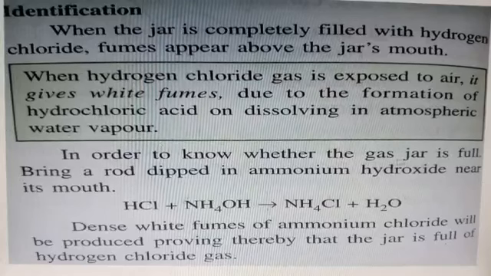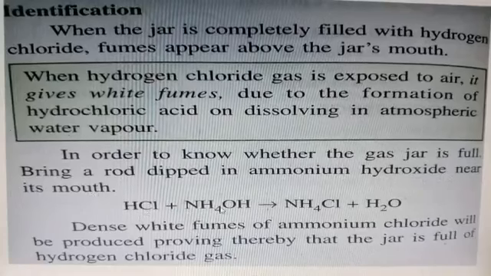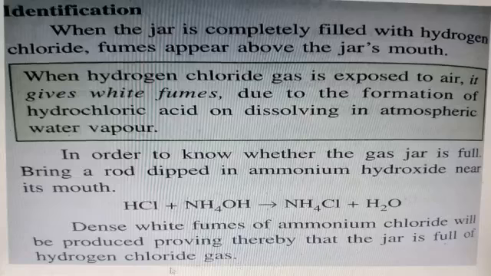In order to know whether the gas jar is full, bring a rod dipped in ammonium hydroxide near its mouth. HCl is there in the jar. Then you bring a rod dipped in ammonium hydroxide solution, and you get ammonium chloride plus water. What is the characteristic of this reaction? Dense white fumes of ammonium chloride will be produced, proving thereby that the jar is full of hydrogen chloride gas.